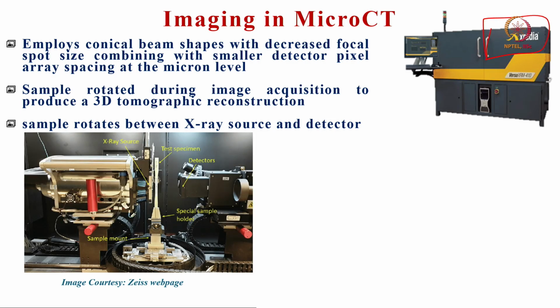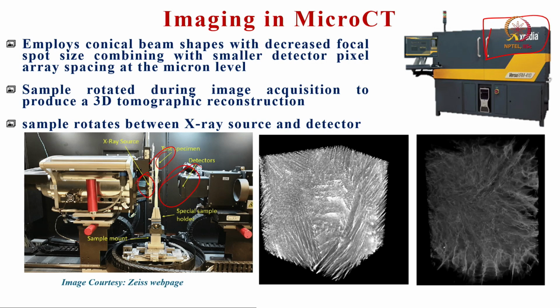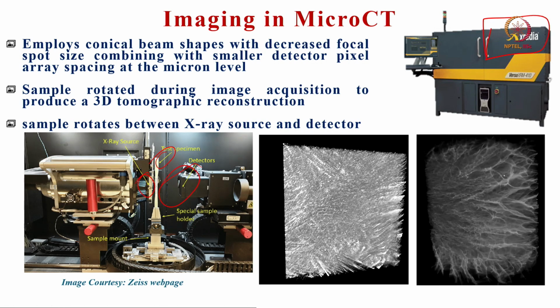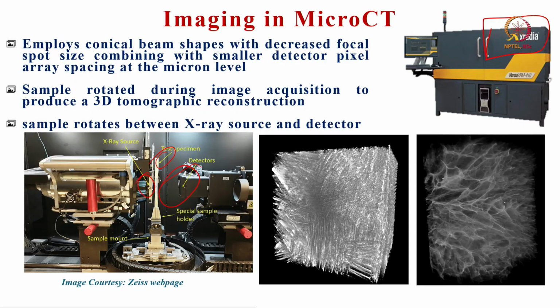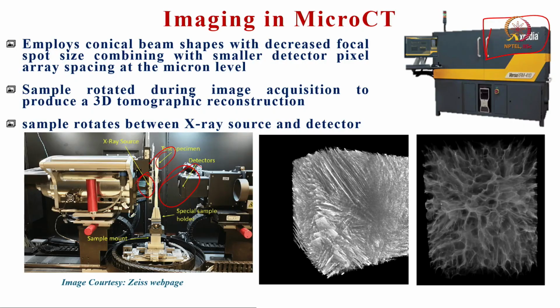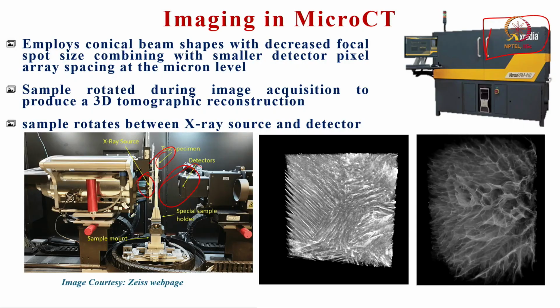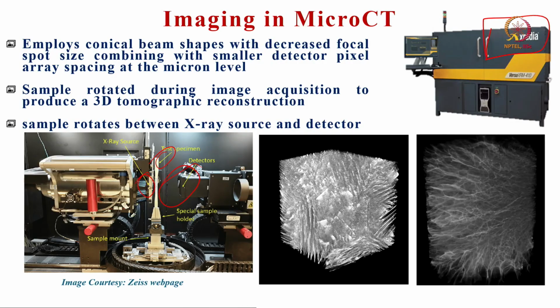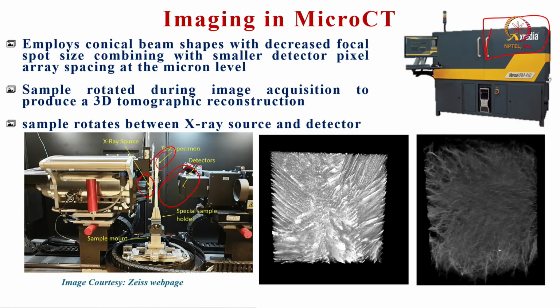So, this is the microscope. You have an X-ray source here, and then you also have a sample holder and detector. The sample holder is placed where you can see the test specimen, and then you have a detector. If you look at this particular video, the source generates the X-ray beam, which passes through the sample, and the sample is rotated around 360 degrees very slowly.